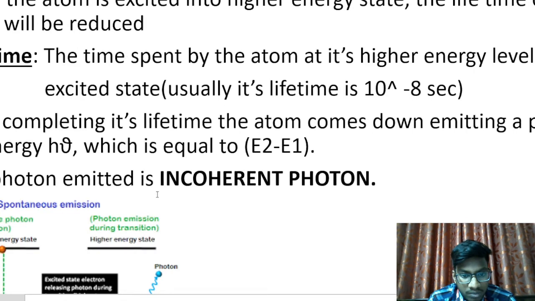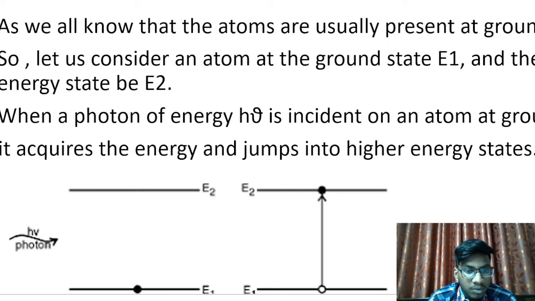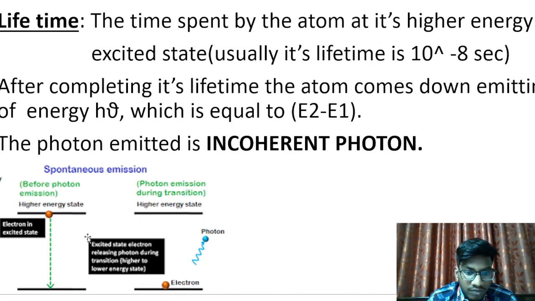In spontaneous emission, before the photon emission, the atom is at the higher energy state, as we considered in stimulated absorption. After completing its lifetime, the atom spontaneously decays to the ground state by emitting a photon of radiation h mu. This photon of radiation h mu is equal to E2 minus E1, the difference between the energy states. The note point is that the photon emitted is an incoherent photon.